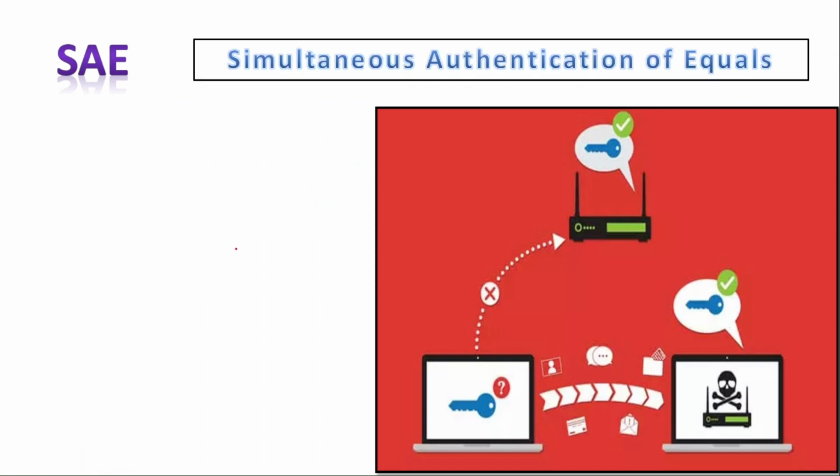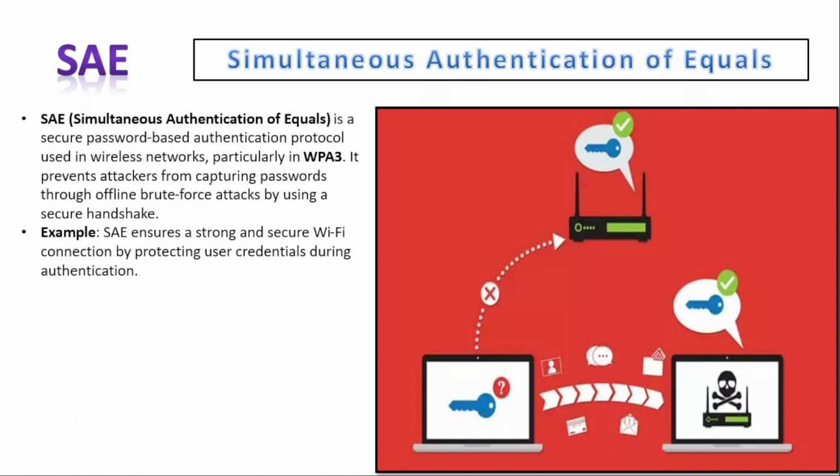SAE, that is Simultaneous Authentication of Equals. So SAE is a secure password-based authentication protocol used in wireless networks, particularly in WPA3. It prevents attackers from capturing passwords through offline brute force attacks by using a secure handshake. Example, SAE ensures a strong and secure Wi-Fi connection by protecting user credentials during the authentication.